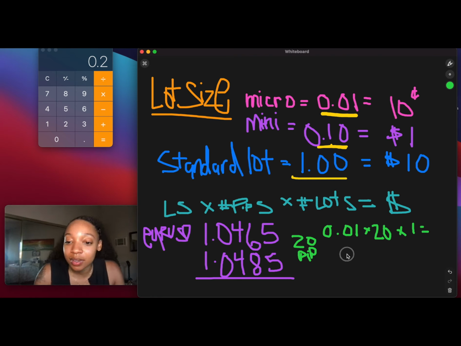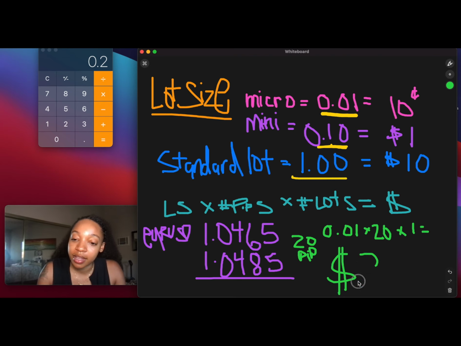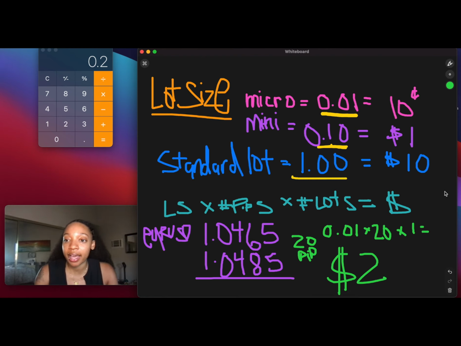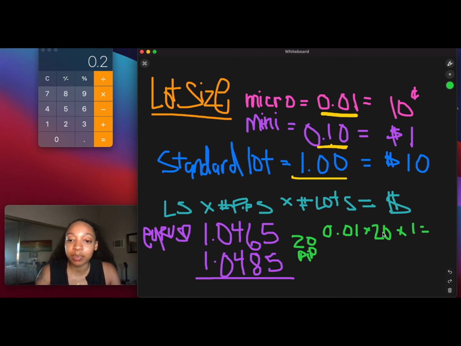Okay. That would have been our profit. So let's go ahead and do the next example. Let's just plug it in. Use the eraser so I don't have to rewrite all of this.